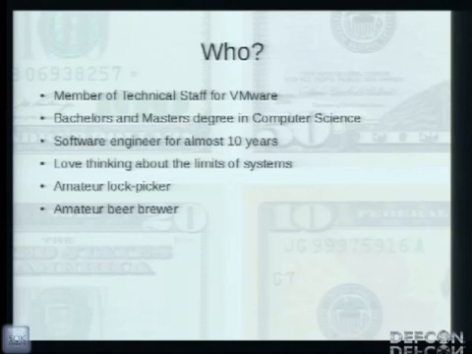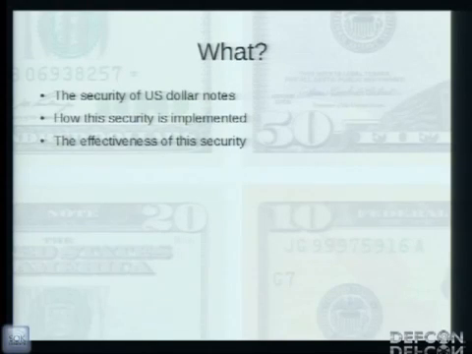To introduce myself, my name is Matthew Duggan. I'm a member of technical staff at VMware, and I've been a software engineer for almost 10 years. I hold a bachelor's and master's degree in computer science. What interests me about security is that, in working with systems, I like testing their limits and seeing how they react to adverse input. I'm also an amateur lockpicker and beer brewer.